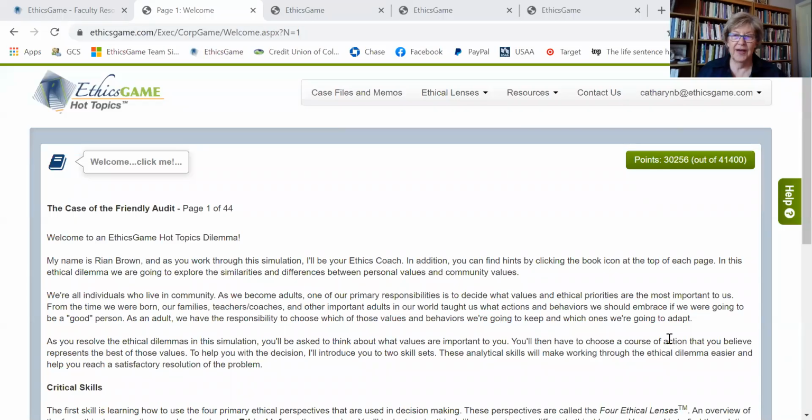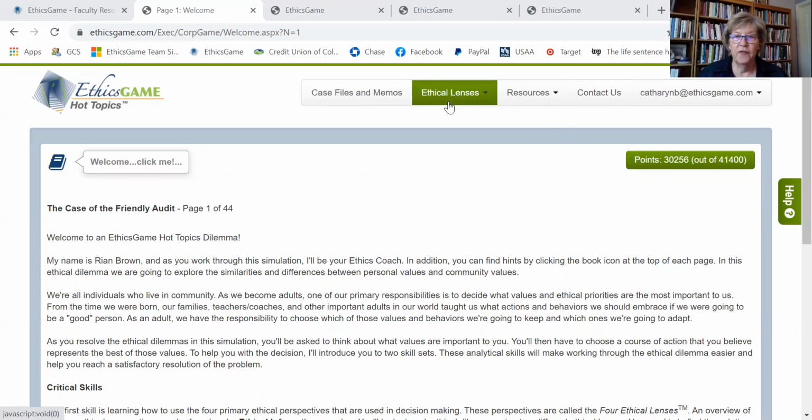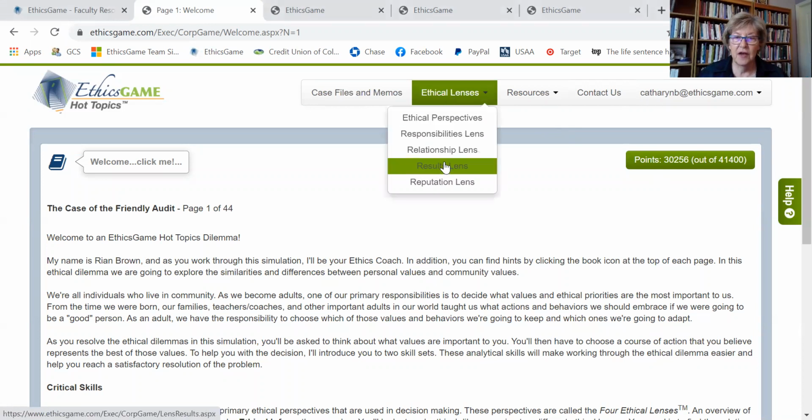As we go now to the Ethics Game site itself, we begin with the first page of a Hot Topic simulation. On this page, you find a bit of information about your tasks. But before we get going, let me share with you what is on the menu bar itself. Under Case Files and Memos, you will have the ongoing fact patterns that I'll show you on page 3. If you go to the ethical lenses, you will see a list of the various lenses that are going to be used. For the first dilemma, you'll be using the responsibilities lens and the results lens. For the second dilemma, the relationship lens and the reputation lens.